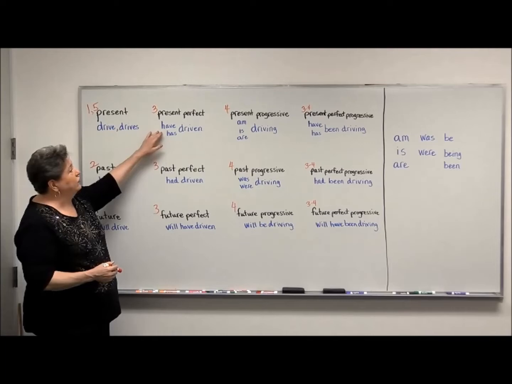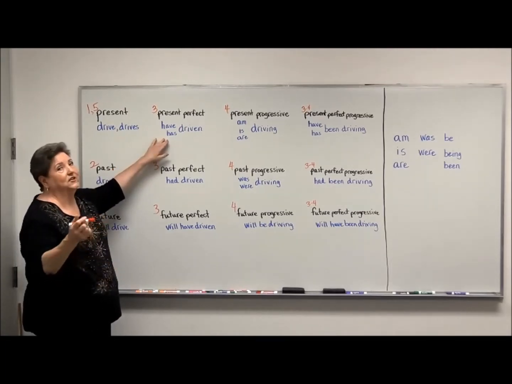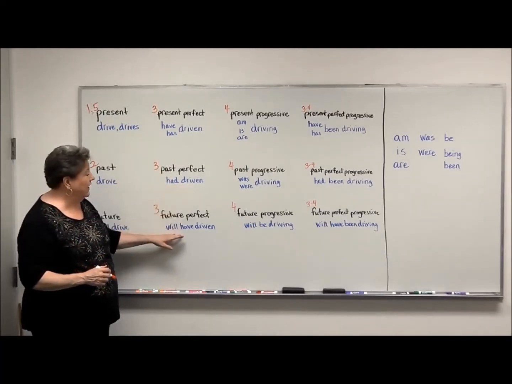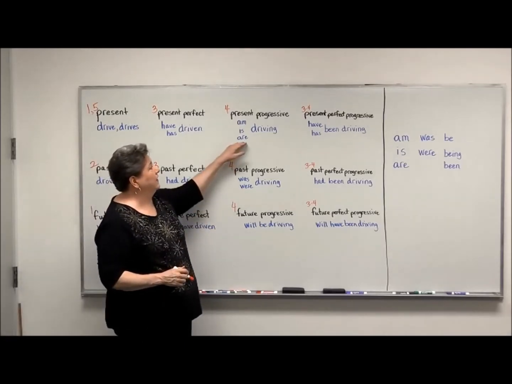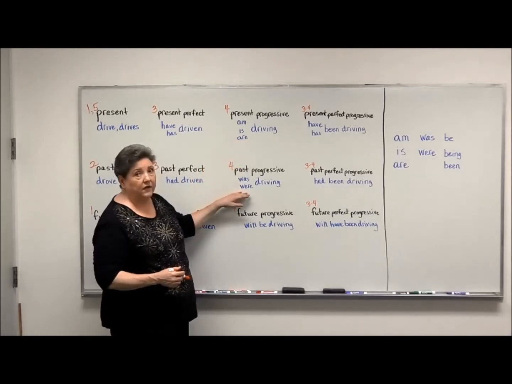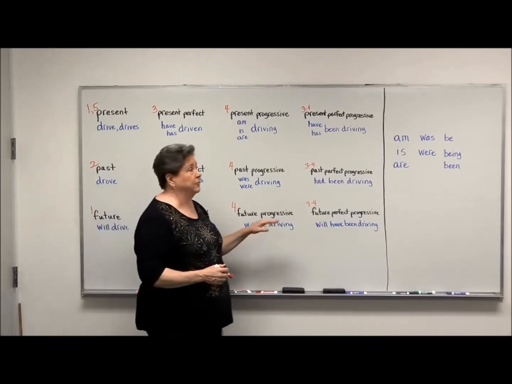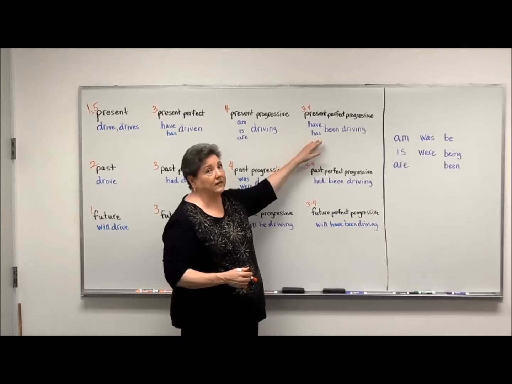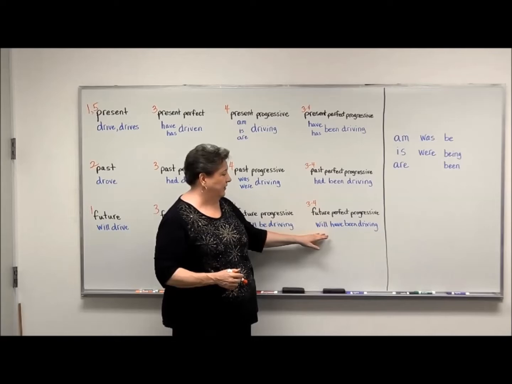Present perfect, have driven or has driven. Do you remember when we use has? He, she, it. Had driven, past perfect. Will have driven, future perfect. Am driving, is driving, are driving. Was driving, were driving. Will be driving, future progressive. Have been driving, has been driving.